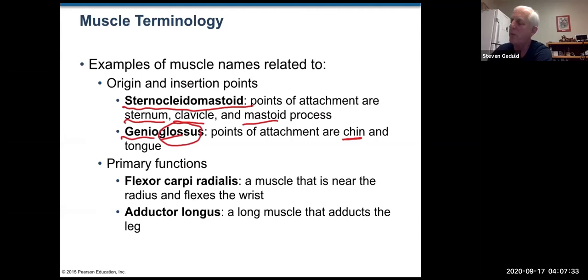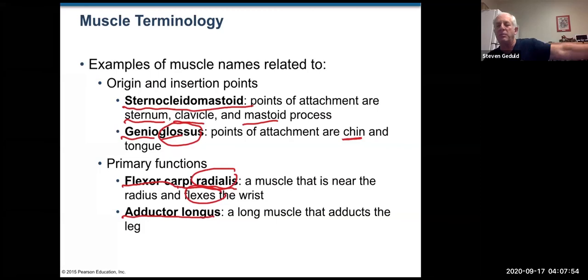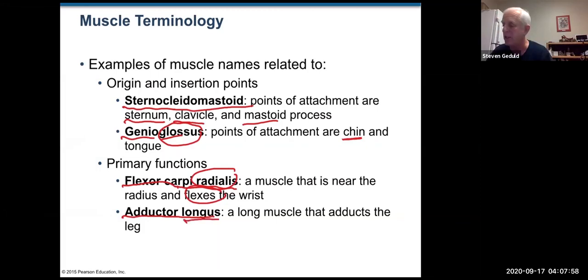Primary functions, for example flexor carpi radialis. The muscle provides a flexing motion. Radialis means it's near the radius, and it flexes the wrist. Carpi refers to the bones that make up your wrist, the carpals. So it flexes the wrist by the radius. Adductor means to bring towards the midline. Adductor longus is a long muscle that adducts the leg, pulling it in towards the midline.